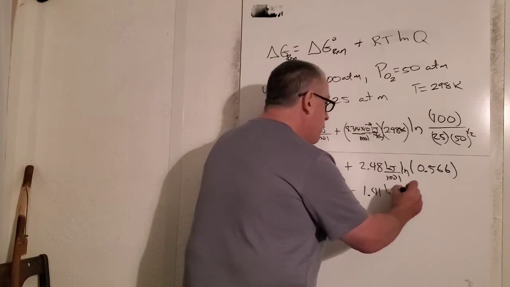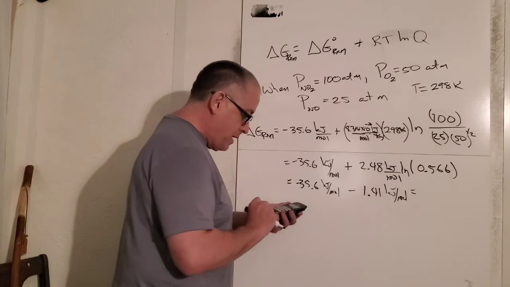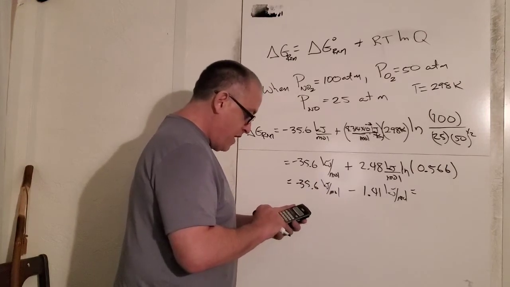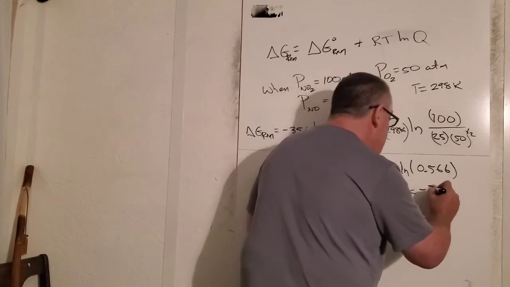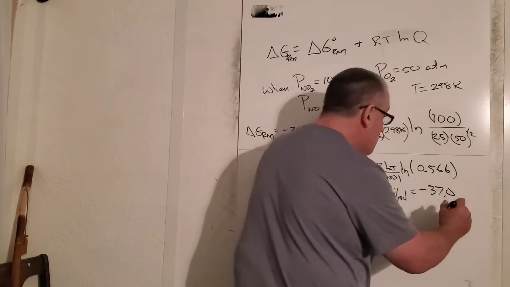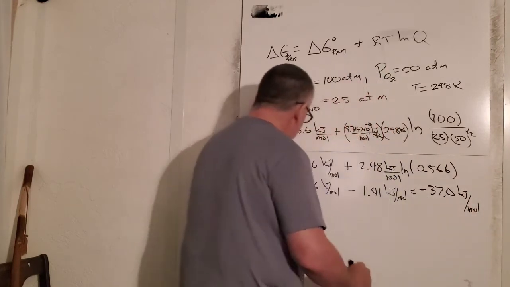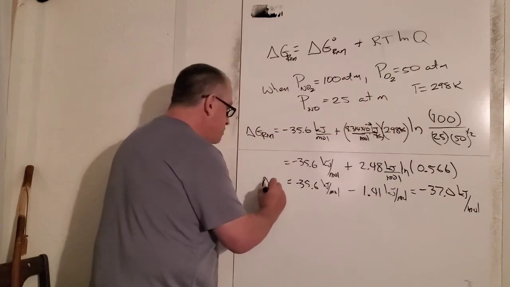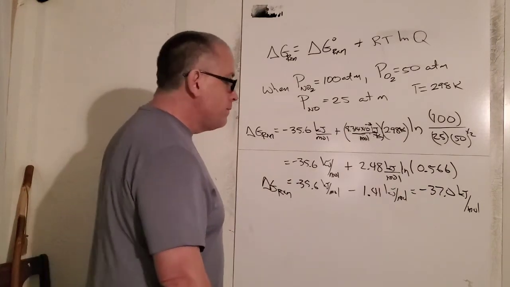kilojoules per mole. You see, it'd be very similar, not exactly the same, and my birds just really want to talk right now. Minus 35.6. And that's going to give me negative 37 kilojoules per mole. That's the Gibbs free energy under non-standard conditions.